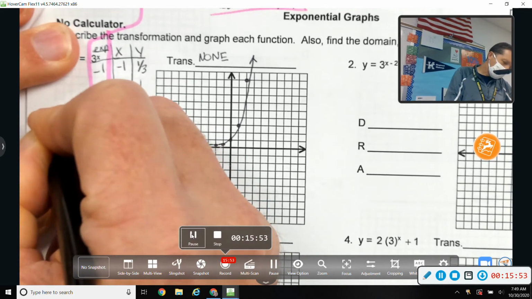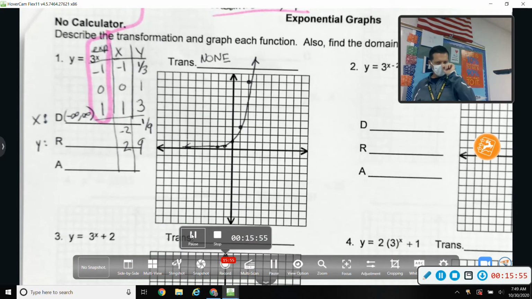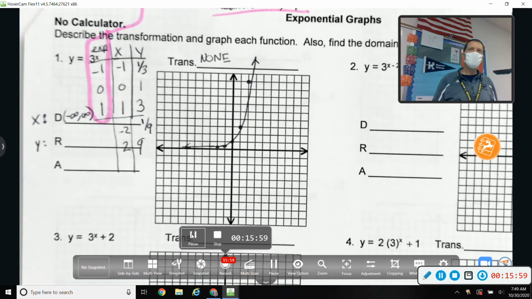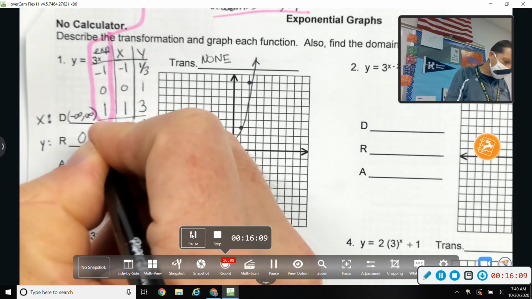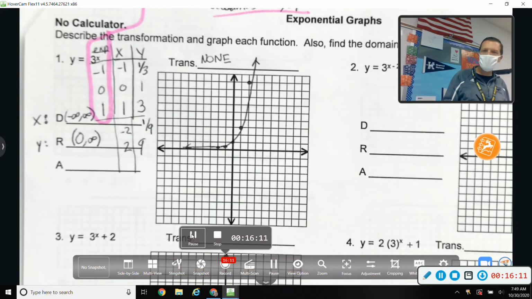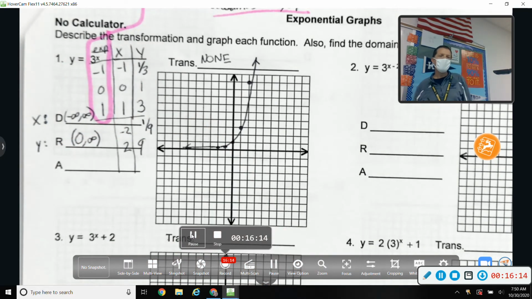The range is the y values. It's not all of them. Something to 0, almost 0 and up. And we get closer and closer to 0, but we don't equal 0. So that sounds like a parentheses at 0, because we don't get there. We just get closer and closer to there.